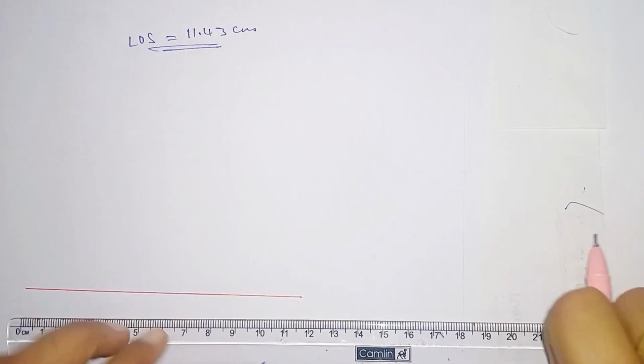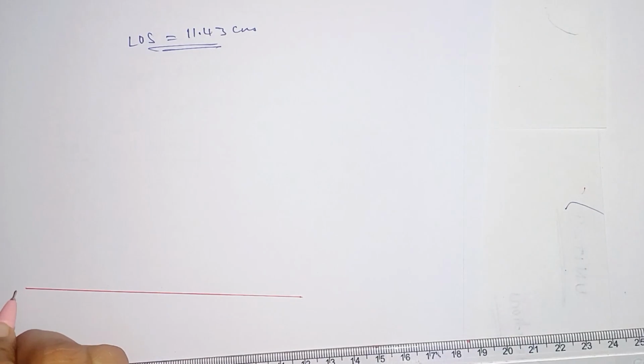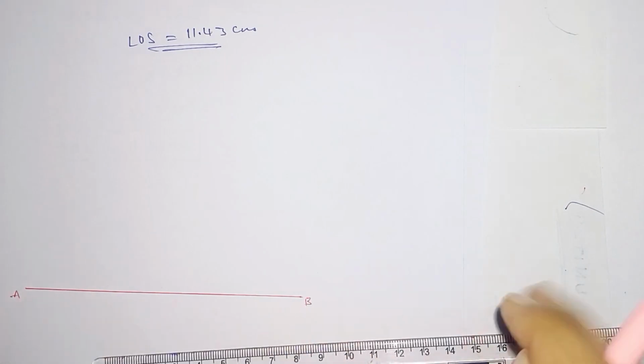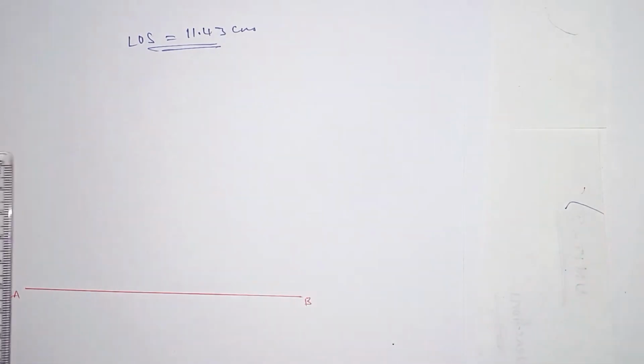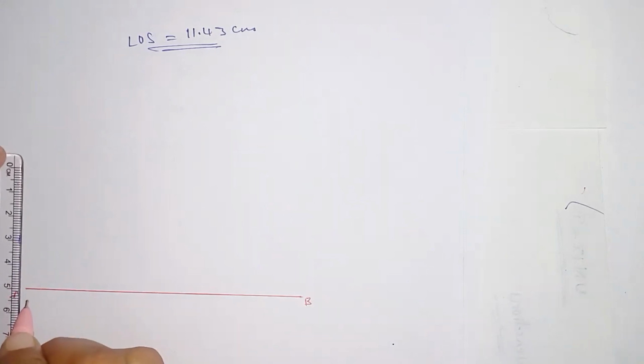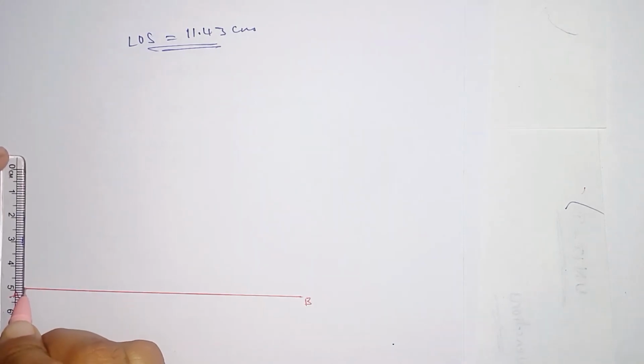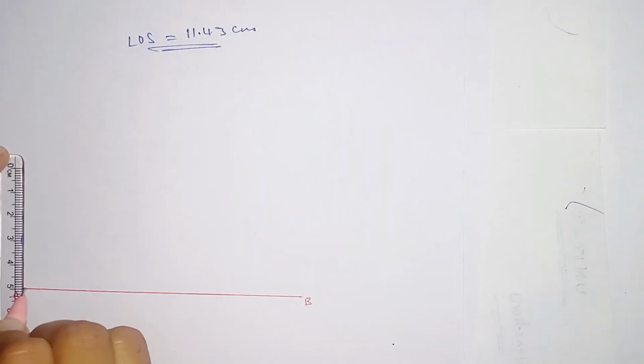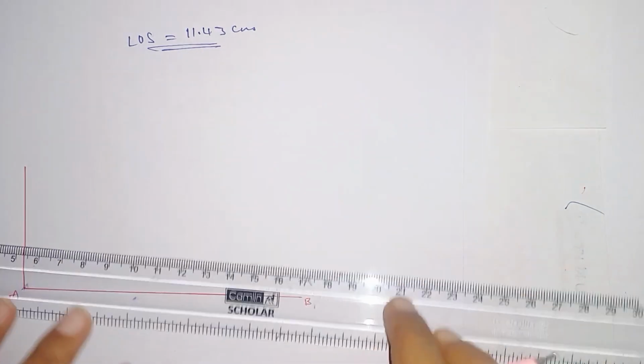And the height of the scale, mention it within the second, A and B. And next is 5 centimeters. Height of the scale is 5 centimeters. Then draw a rectangle box.